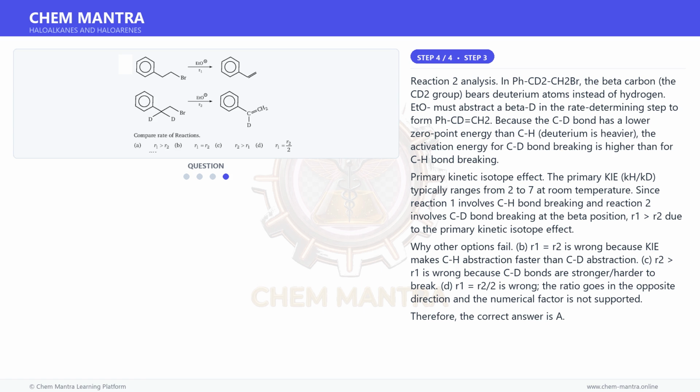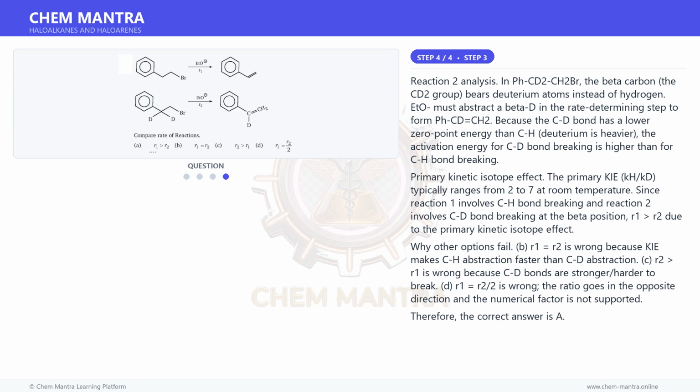Since reaction 1 involves C-H bond breaking and reaction 2 involves C-D bond breaking at the beta position, R1 > R2 due to the primary kinetic isotope effect. Why other options fail? B. R1 = R2 is wrong because KIE makes C-H abstraction faster than C-D abstraction. C. R2 > R1 is wrong because C-D bonds are stronger, harder to break.